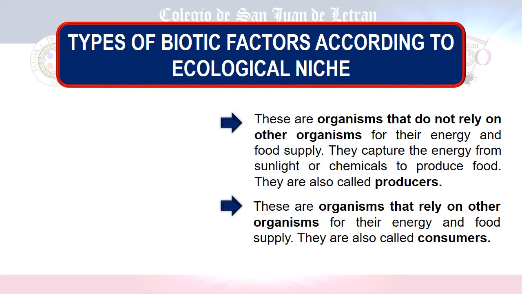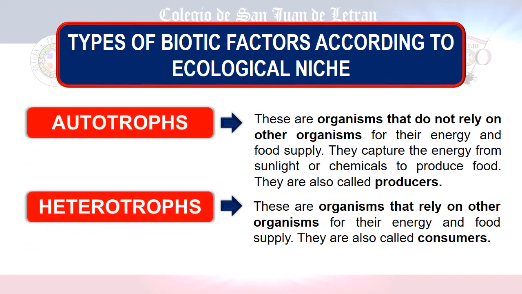Let's now move on to the types of biotic factors according to ecological niche. Organisms are characterized into two broad categories based upon how they obtain their energy and nutrients: autotrophs and heterotrophs. Autotrophs are known as producers because they're able to make their own food from raw materials and energy. Examples include plants and algae. Heterotrophs are known as consumers because they consume producers or other consumers. Dogs, birds, fish, and humans are all examples of heterotrophs.